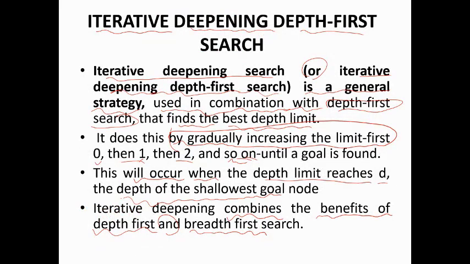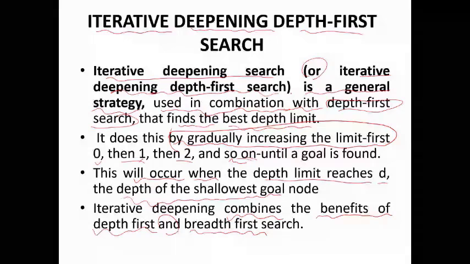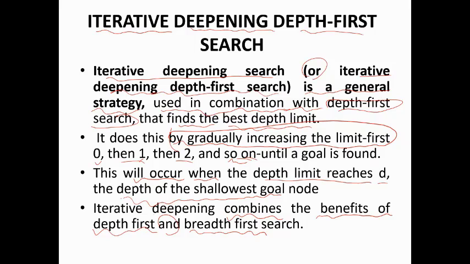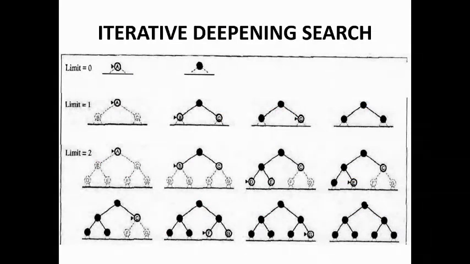So let's move to the next algorithm, iterative deepening depth first search. It is also called iterative deepening depth first search or iterative deepening search. It is a general strategy algorithm which is used in combination with depth first search together, and finds the best depth limit. So I will show you what the depth limit is. Let's see the figure, then you can understand better.